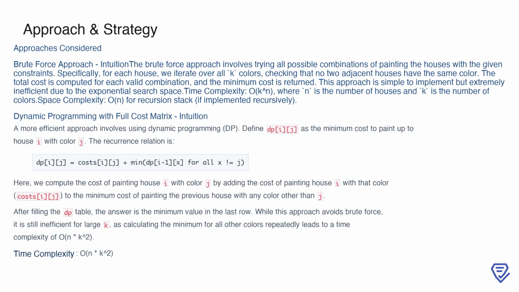To address this, we move to a dynamic programming approach using a full cost matrix. Here, we define dp[i][j] as the minimum cost to paint up to house i with color j. The key insight is to build the solution incrementally. The cost of painting house i with color j depends on the cost of painting house i with that color, plus the minimum cost of painting the previous house with a different color. Using this recurrence relation, we fill out the dp table row by row. Finally, the minimum value in the last row gives the answer. While this is more efficient than brute force, it still involves redundant calculations, as finding the minimum for all other colors repeatedly results in a time complexity of O(n * k squared).